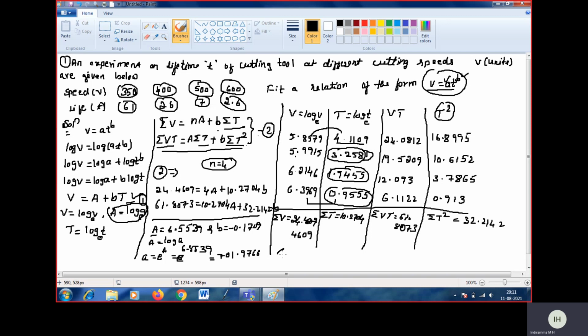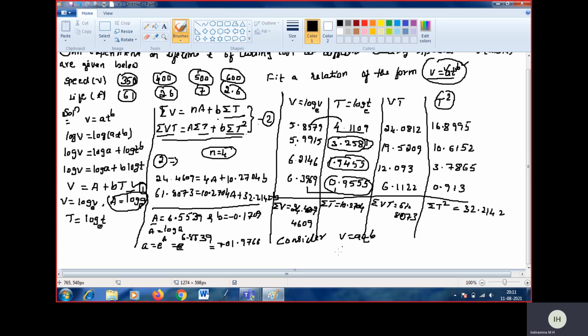Now substitute all these values in this expression. Consider V is equal to A into T to the power of B. Now substitute A and B here. Therefore, V is equal to 701.9766 into T to the power of B. What is B? Here we have small b value, minus 0.1709. So this is a relation what we have to find for the given data.